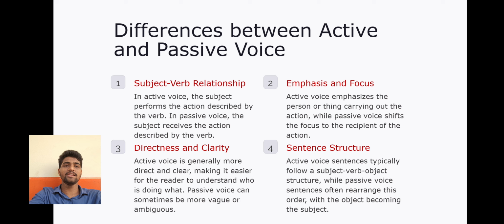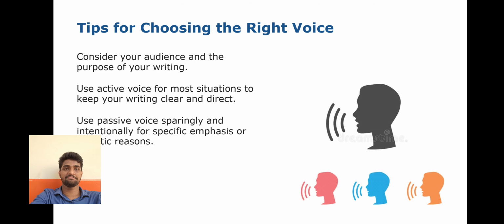Third one, directness and clarity. Active voice is generally more direct and clear, making it easier for the reader to understand who is doing what. Passive voice can sometimes be more vague or ambiguous. Fourth, sentence structure. Active voice sentences typically follow a subject verb object structure, while passive voice sentences often rearrange this order with the object becoming the subject.